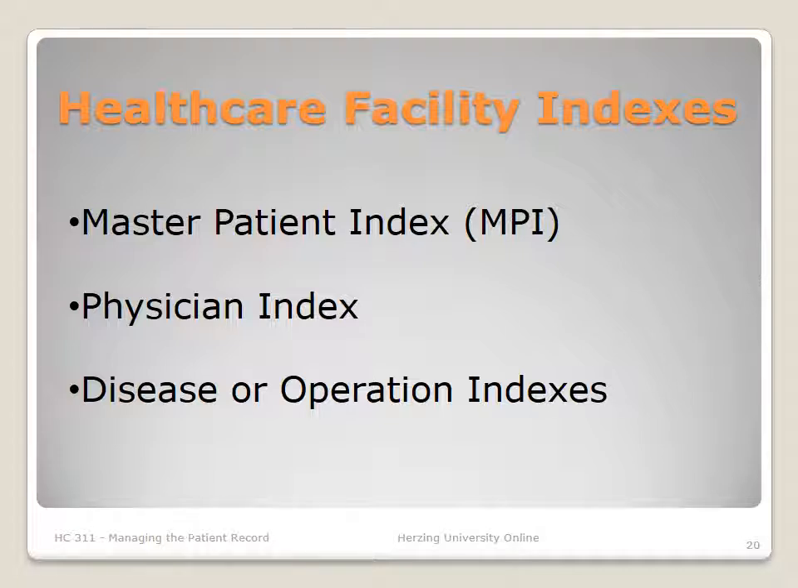Healthcare facilities keep their own indexes and databases of their own data and information. This slide mentions a few of them. The MPI is the Master Patient Index, or a listing of all patients that have ever been seen at a facility. This is how patients are created if they are brand new to a facility, and how they are found if they have been there before and already have an assigned medical record.